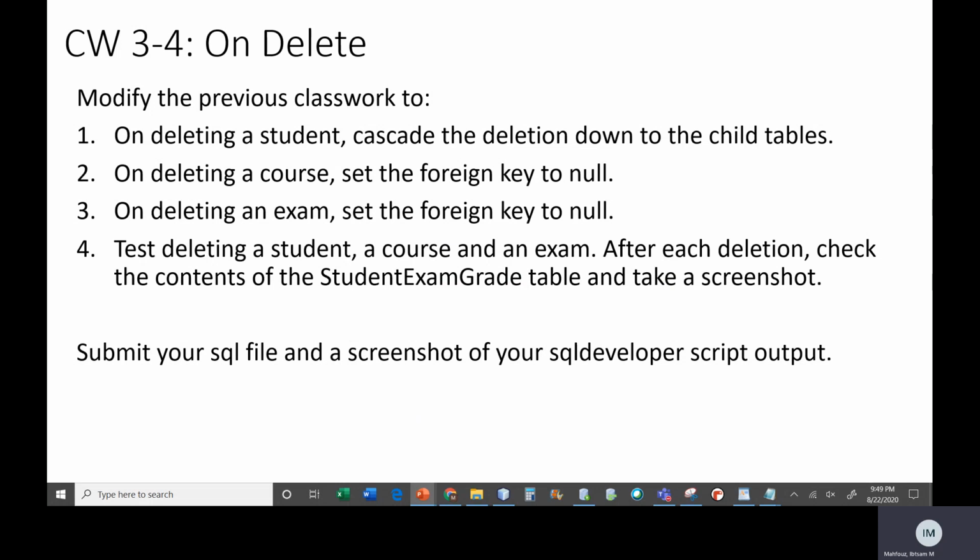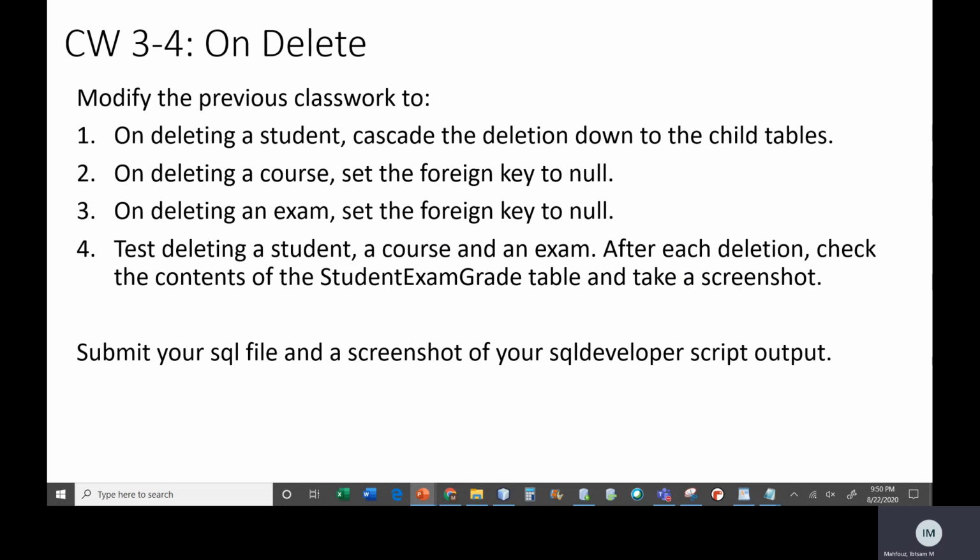Now for the classwork, what you're going to do is practice the on-delete option that we've learned to add when we're adding the foreign key constraints. So it's going to build upon the previous classwork that you did for 3.3. And what I want you to do is modify your create table statements so that when I delete a student, it's going to cascade the deletion to the child tables so that the foreign keys will get deleted. When you delete a course, it's going to set the foreign key to null. When I delete an exam, I'm going to set the foreign key to null.